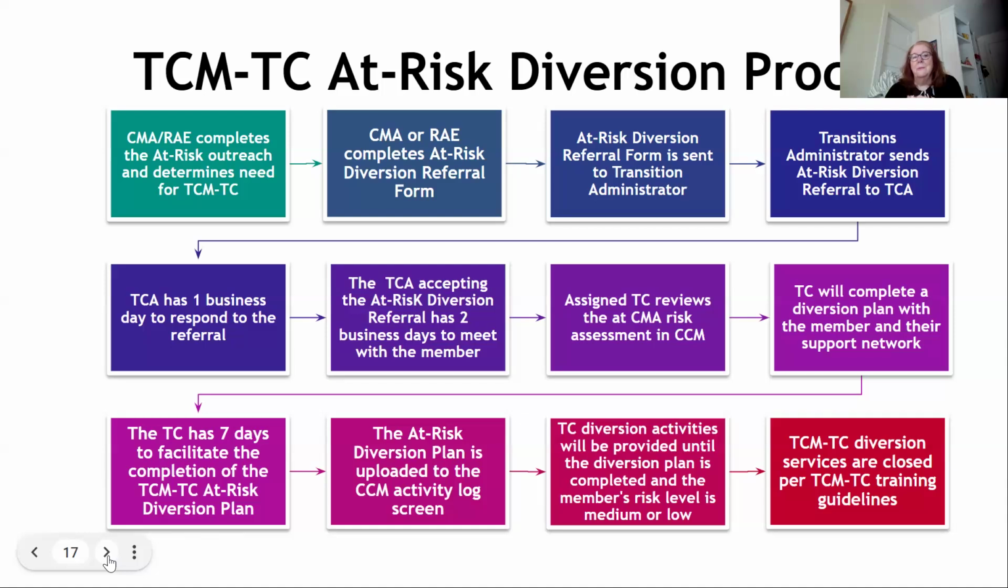And I just also want to reiterate that TCMTC services will be provided when there's a member who has a need that the CMA or the RAE is not able to respond to. So if they need a higher level of support in the community as they're moving through this major life change, then TCMTC would be the service that would provide that support.